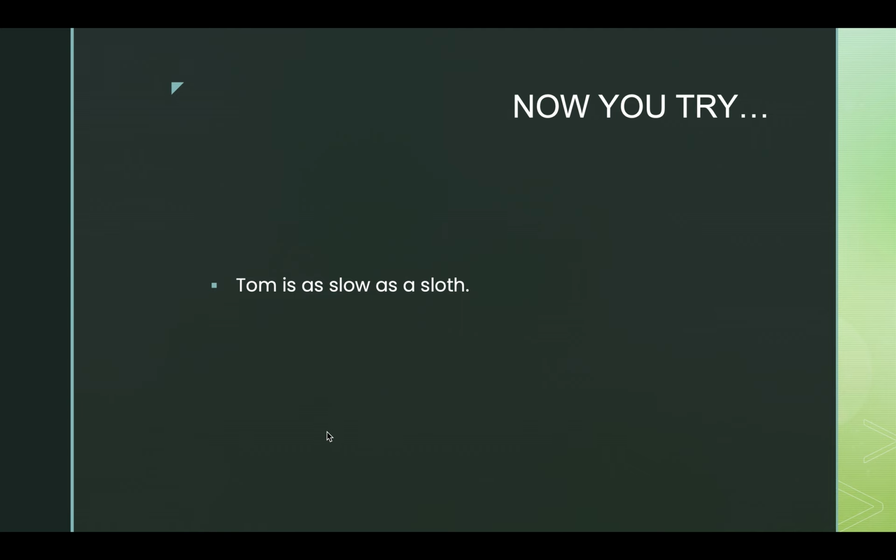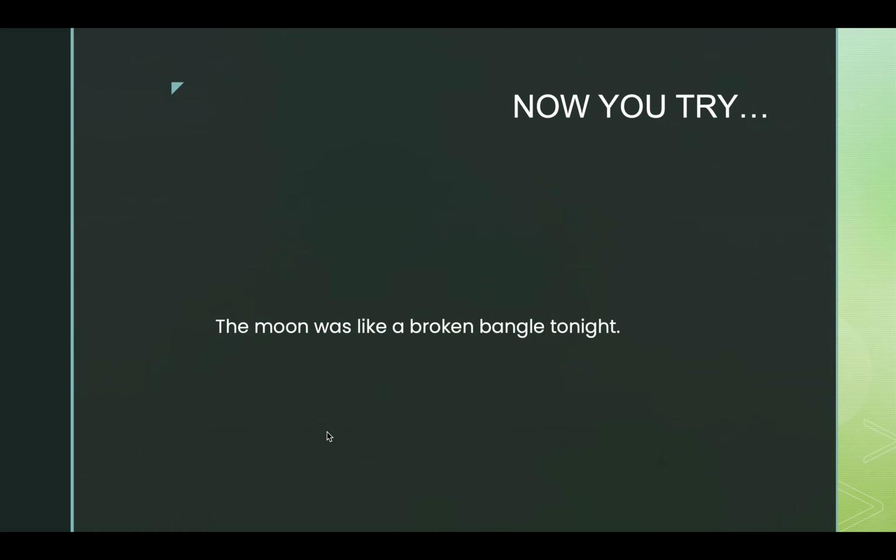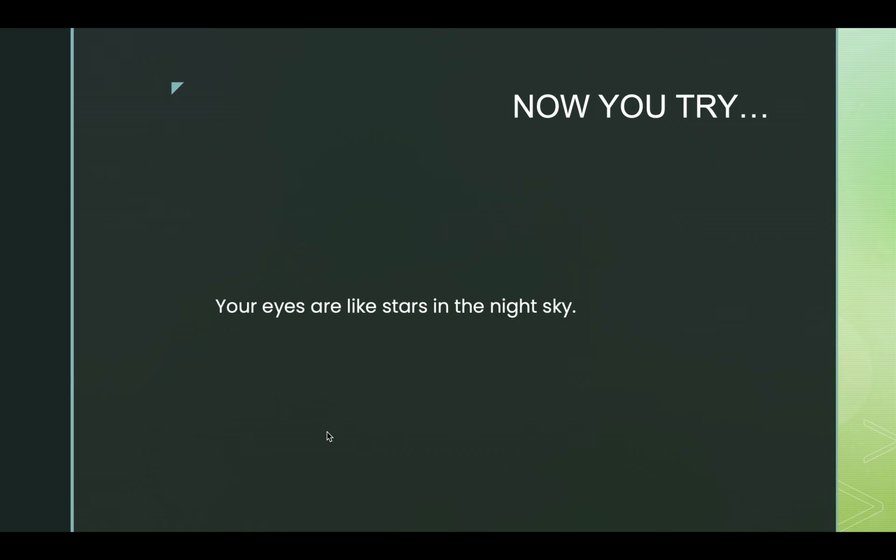Tom is as slow as a sloth. Tom is a sloth. The moon was like a broken bangle tonight. The moon is a broken bangle. Your eyes are like stars in the night sky. Your eyes are stars.